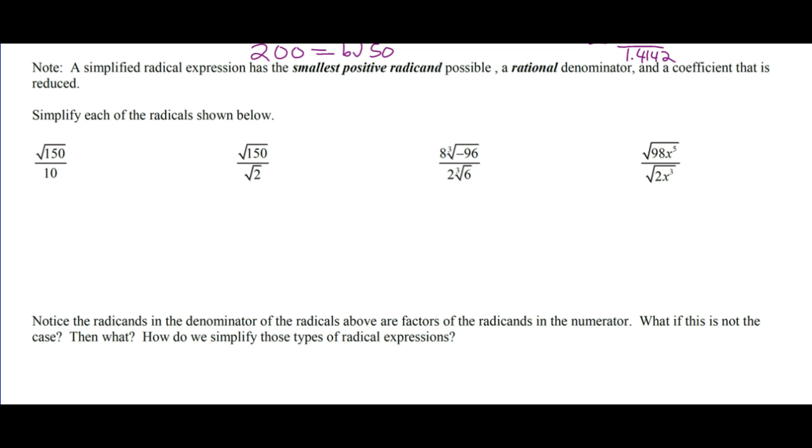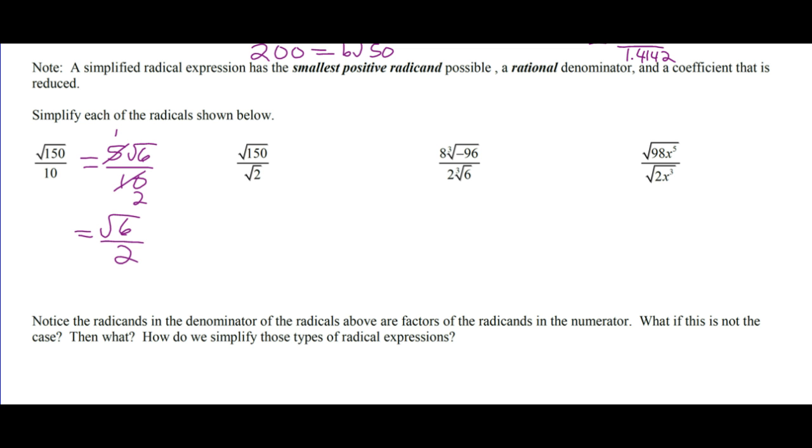So root 150 over 10. So really all we can do with that is say, okay, what's the largest square that goes into 150? 25. How many times? 6. Okay, so this is 5 root 6 over 10. 5 goes into 10 twice. Root 6 over 2. Okay, smallest positive radicand possible, check. Rational denominator, check. Coefficients reduced, check. No coefficient. Well, a half is the coefficient.